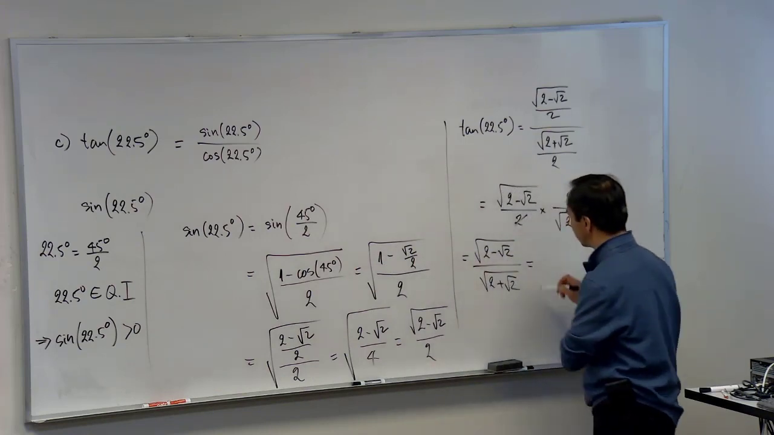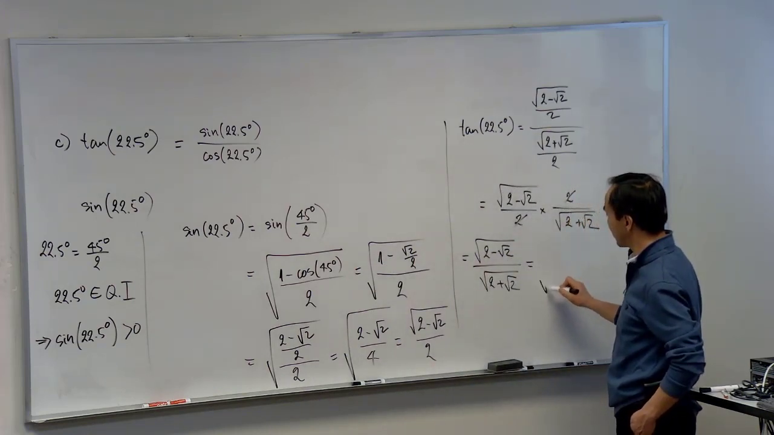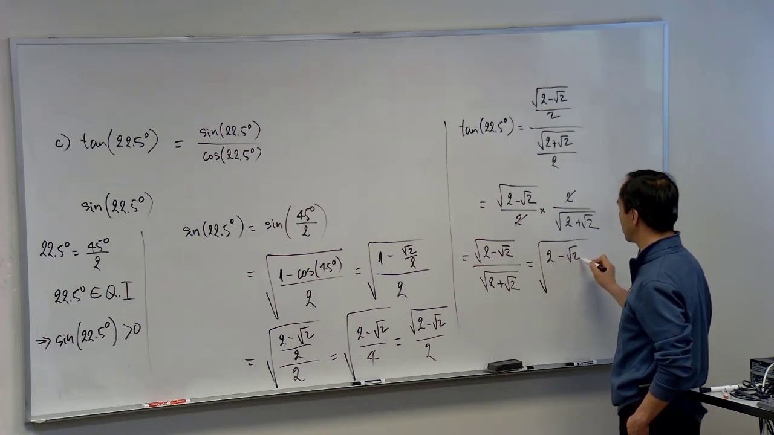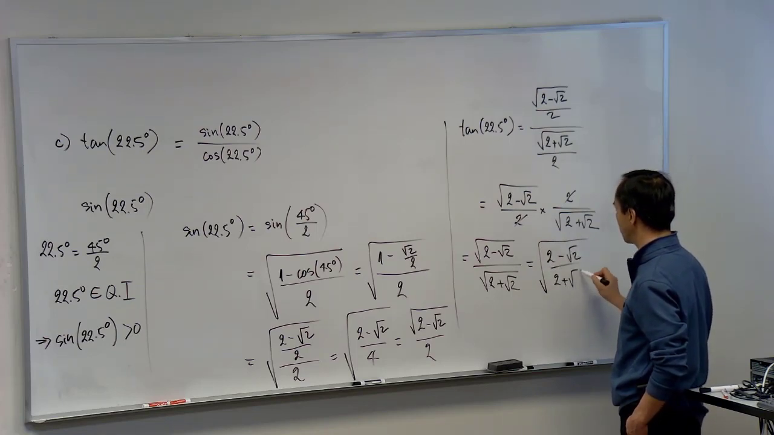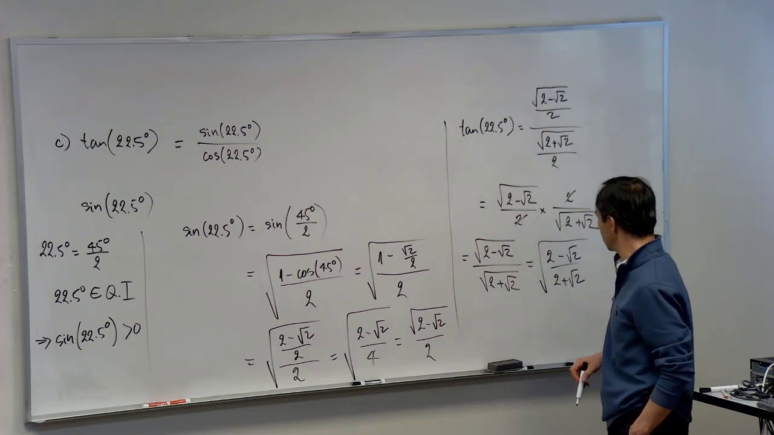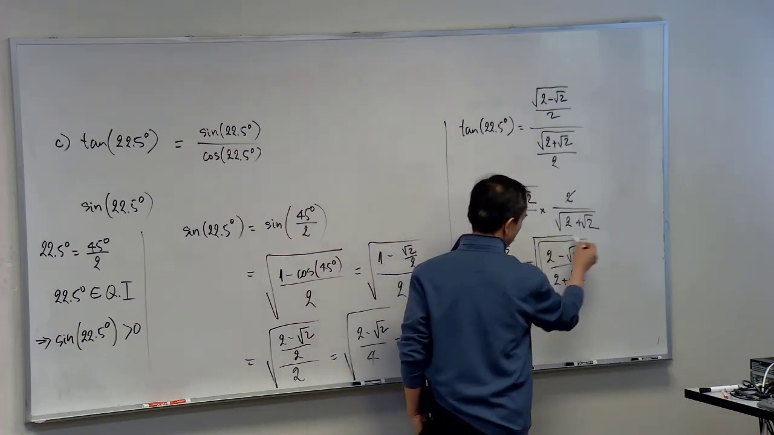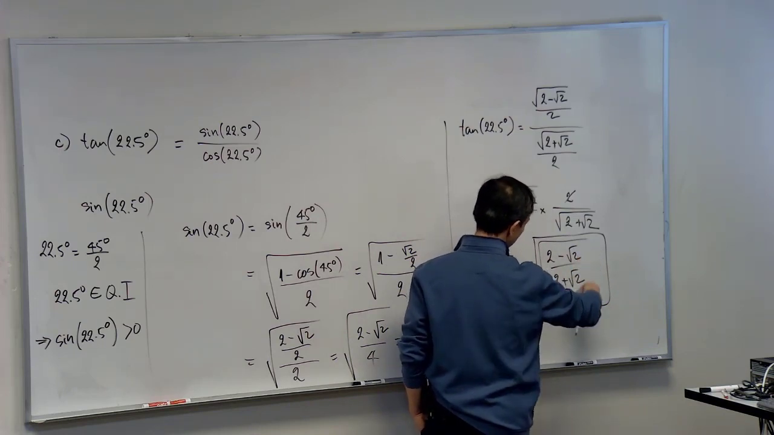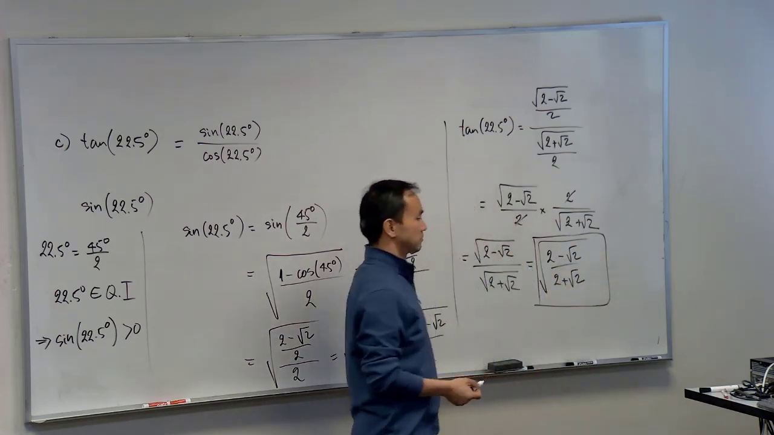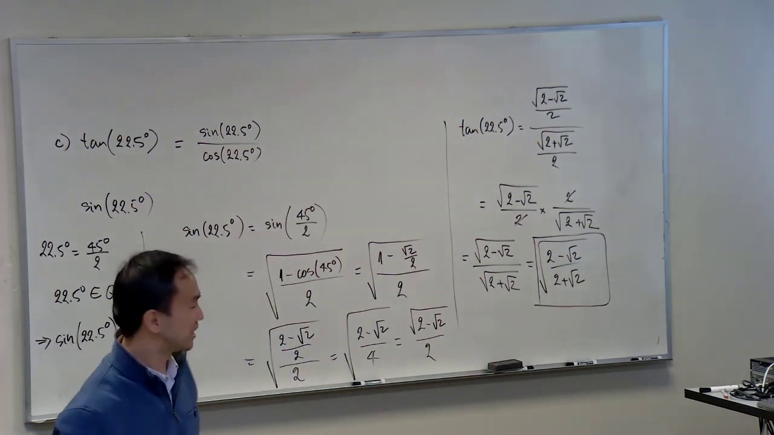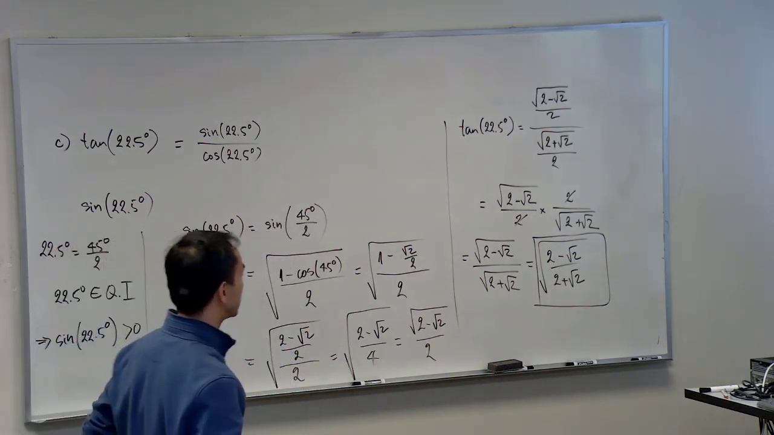We can even further rewrite all this into 1 square root. So 2 minus square root of 2 over 2 plus square root of 2. All right, and so we can stop right here. If you're good with rationalizing the denominator, you can even proceed further with that. But it's just a matter of how you're willing to do the simplification. That's all.